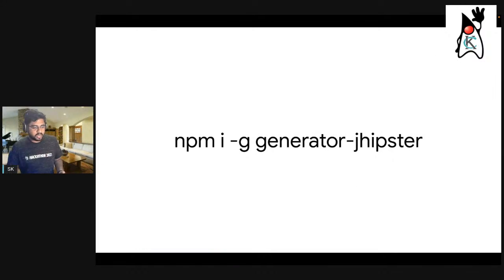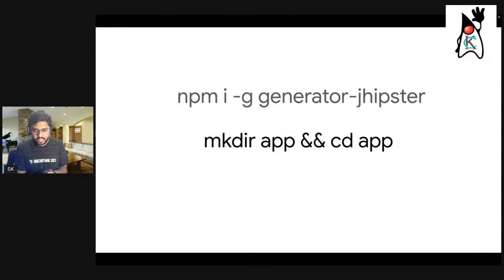So how can you use JHipster? The first thing you have to do: JHipster is a Node package, a JavaScript package. So you run npm install -g for global, and generator-jhipster, which is the package name. This installs the JHipster package on your CLI. Then you can create an application, for example, create a directory and go into it. Inside the directory, you just run the jhipster command.